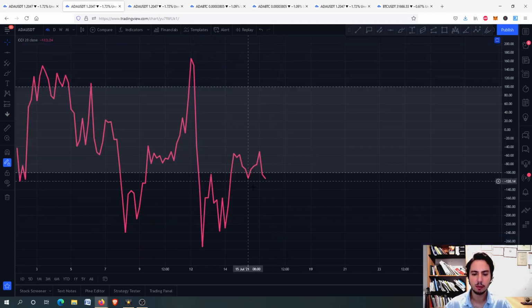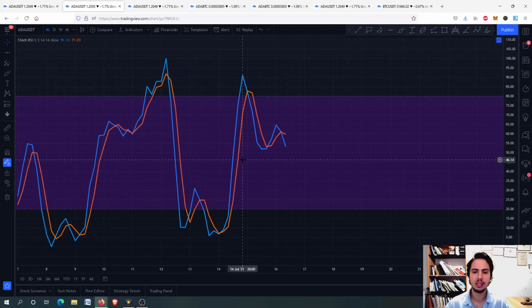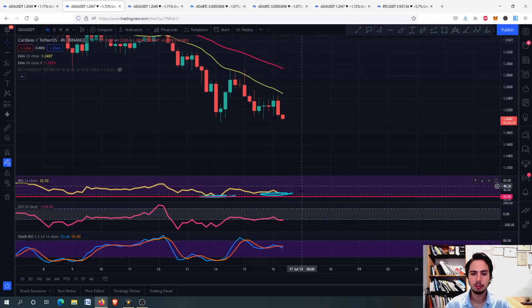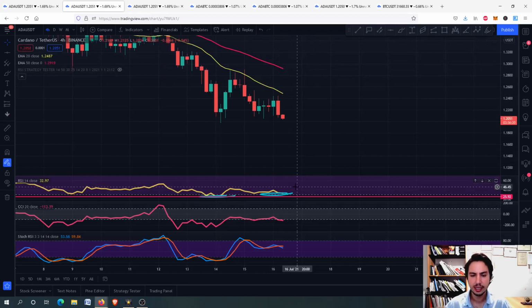But for now, the commodity channel index is in an oversold situation. The stochastic RSI is not, and that's something that worries me, guys, because the stochastic RSI in its equation has the RSI, while the commodity channel index has the price movement as well. Okay, so for now it worries me a little bit, but the commodity channel index is in an oversold situation right now.